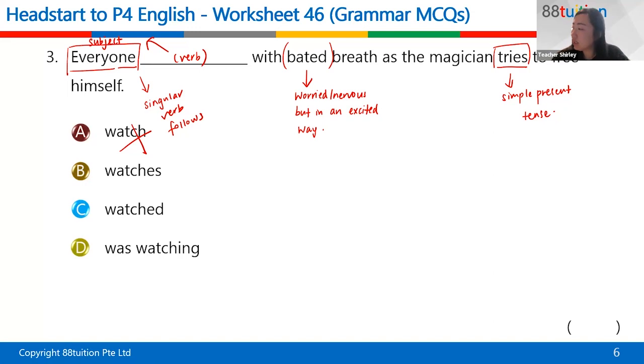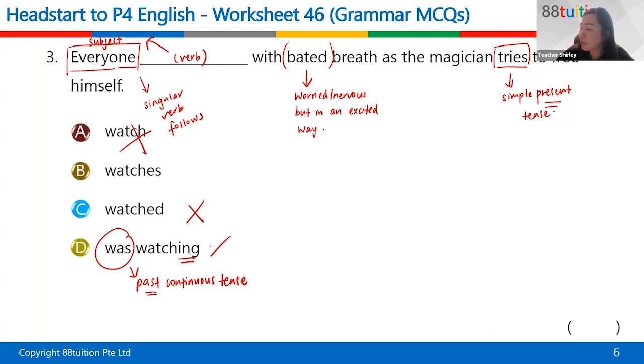So, like I say, it has to be present tense. So this is out, right? Was is actually a past. Okay, it's past continuous, right? When there's an ing, it's a continuous tense. So since it has to be present and this is past, this is also out. So the only answer will be B, watches. Everyone, right? Every single one watches, yeah? Any questions?